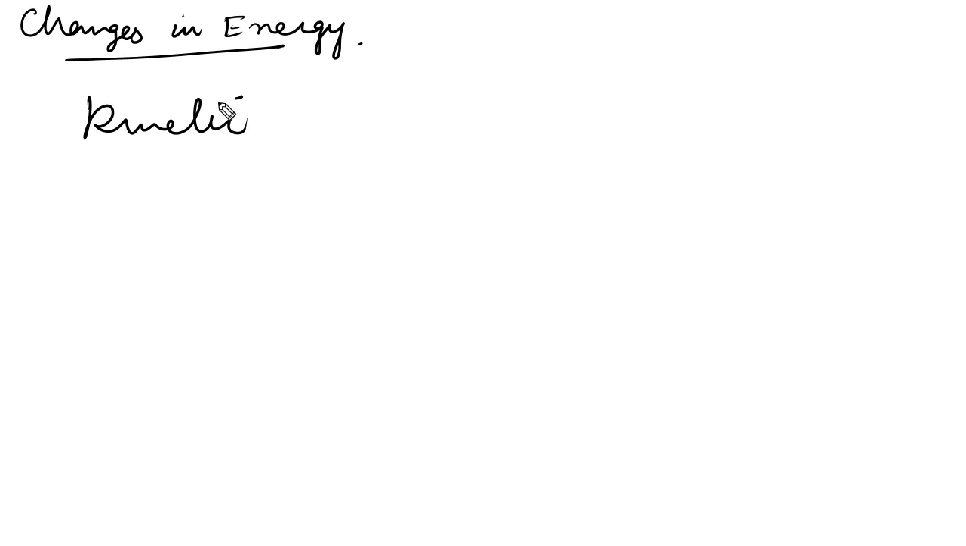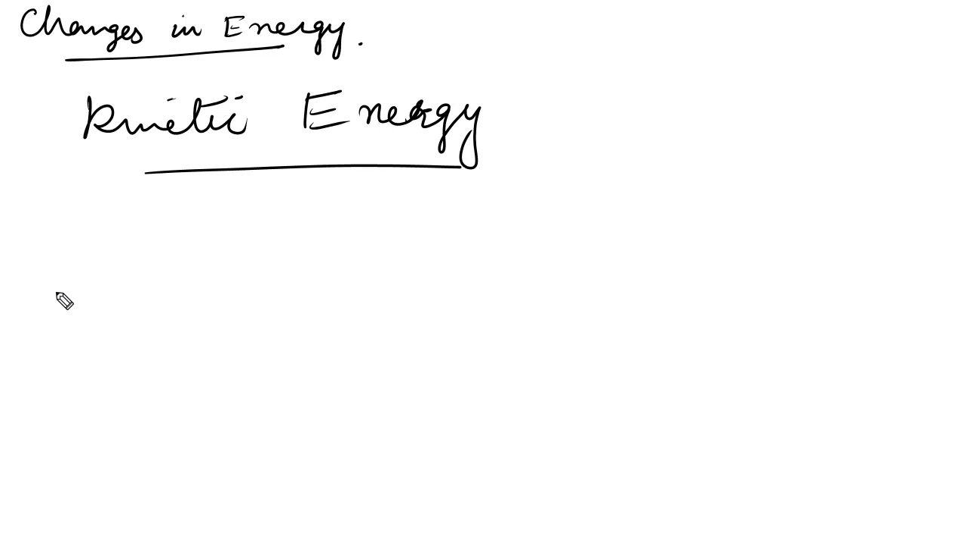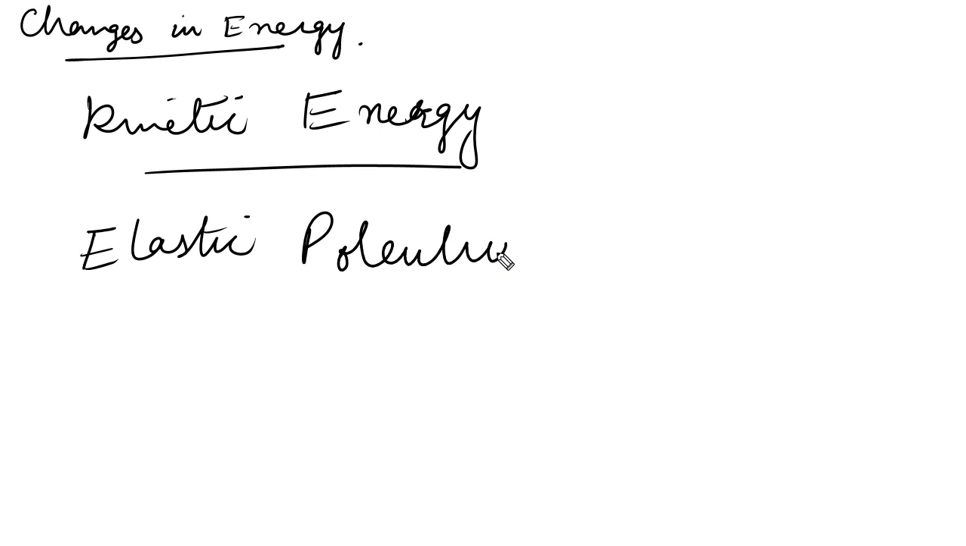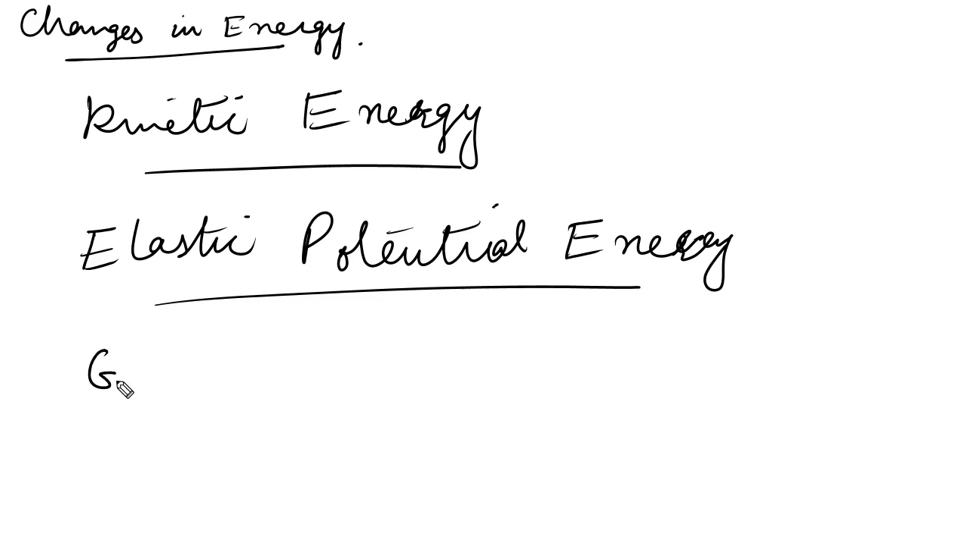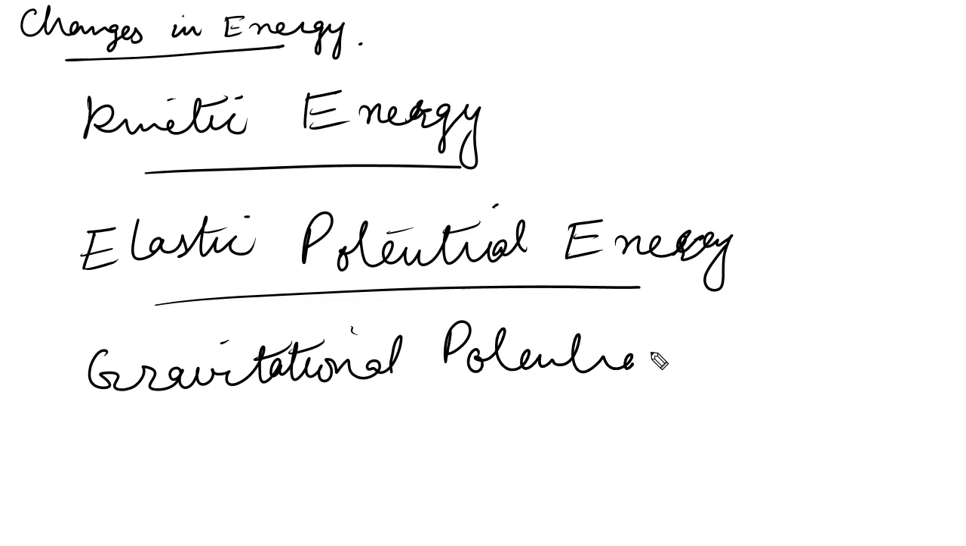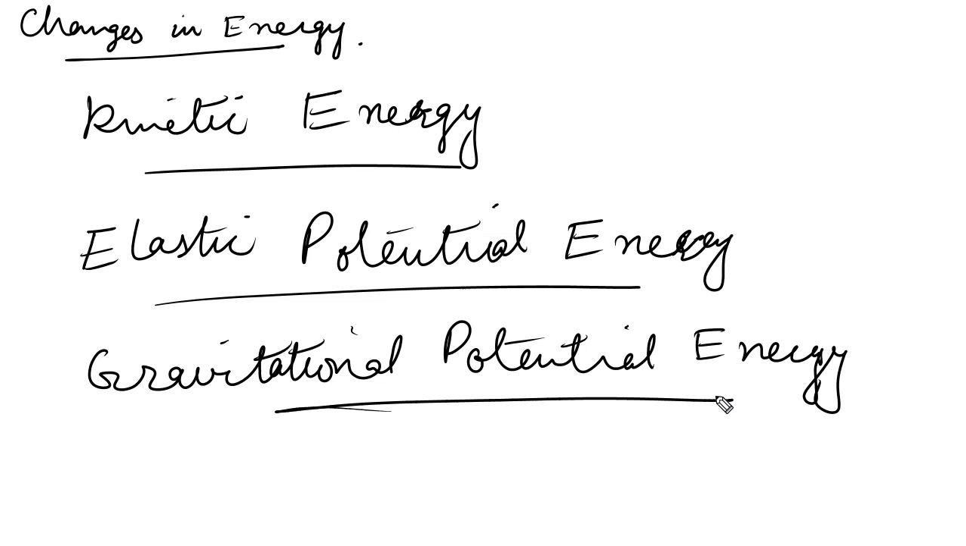So we will discuss kinetic energy, and the other energy that we will discuss is the elastic potential energy. Elastic potential energy is the energy in a compressed or a stretched spring. And then we'll move on to the gravitational potential energy. The gravitational potential energy is the energy possessed by an object due to its height. So these are some of the major types of energies that we'll discuss.